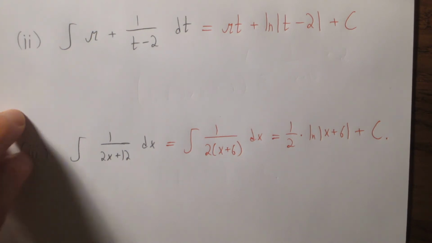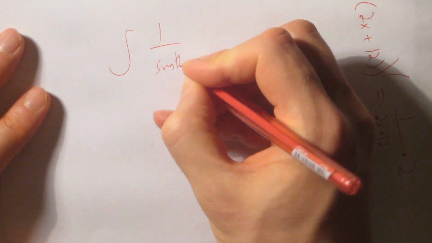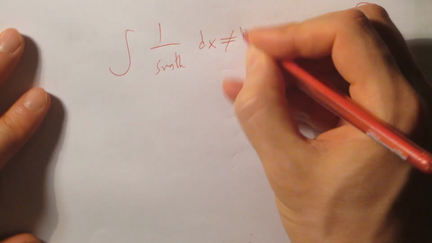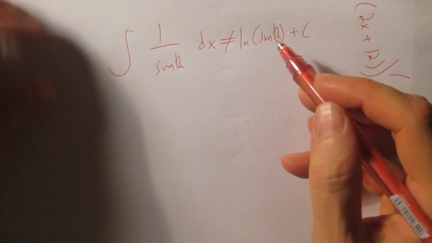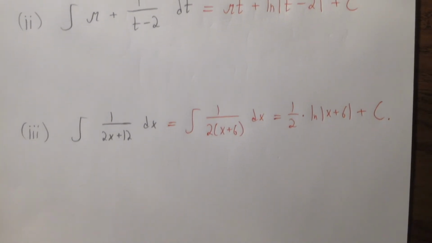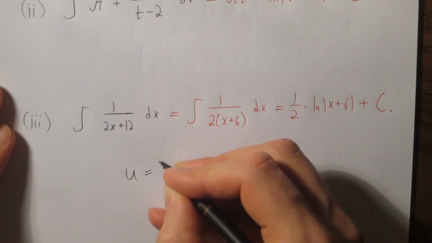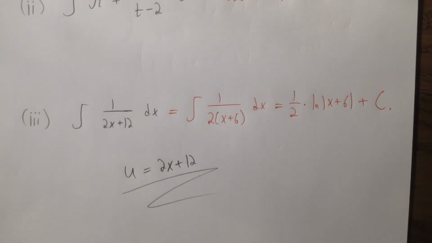So be very careful if you integrate 1 over something. This is not equal to ln of something plus c unless the derivative of something happens to be 1. So just a general warning to keep in mind. And by the way, a more systematic approach would have been to use this substitution, but you would have ended up with the same answer, of course.